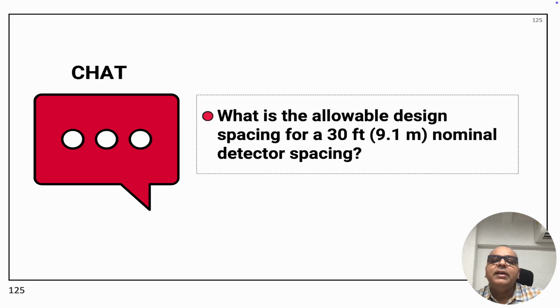Even though detectors are listed for 30 feet of spacing, the actual design spacing is reduced to 70% of the SD to ensure overlapping coverage and eliminating dead spots. With a 30 feet nominal smoke detector spacing, NFPA requires a design spacing of 21 feet to ensure full coverage and a proper overlap.